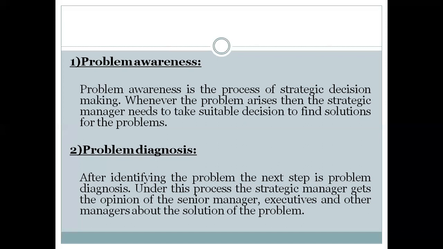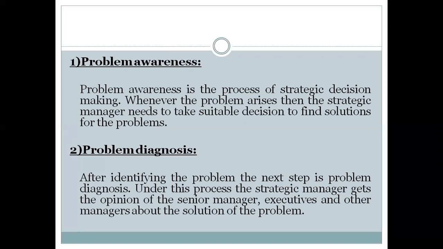So problem awareness. First, you need to identify what problem the company is facing right now. Why is our company not getting first place in the market? Why is our company not achieving its objectives? For everything, there may be problems, 1 problem, 2 problems, 3 problems, 4 problems. But what is the major problem, the actual problem? That you have to identify. Once you know the problem, you can easily take decisions towards it. If you don't know the problem, then you cannot make a decision at all. So problem awareness is the first process of strategic decision making.